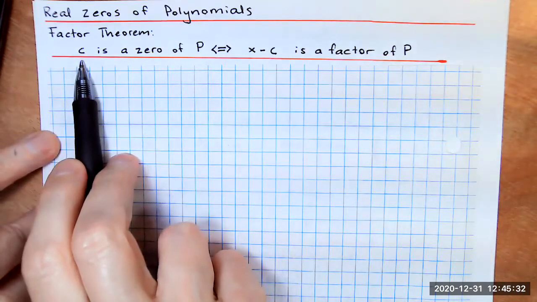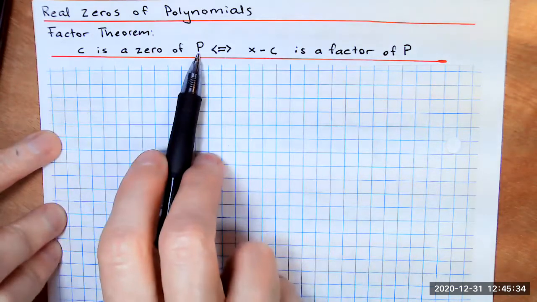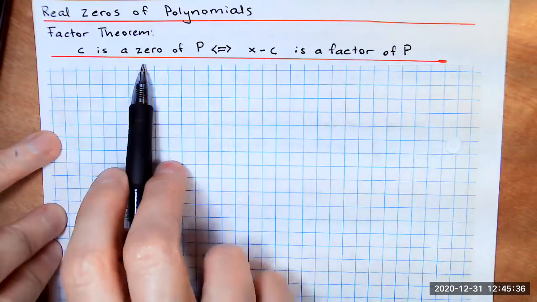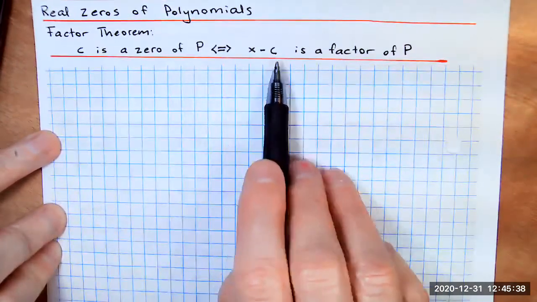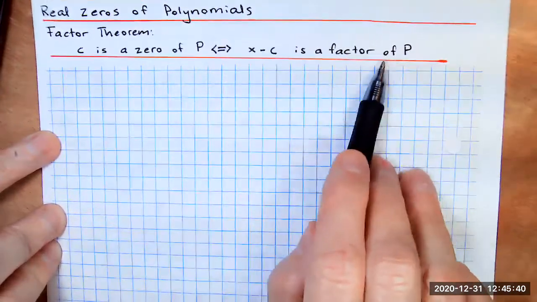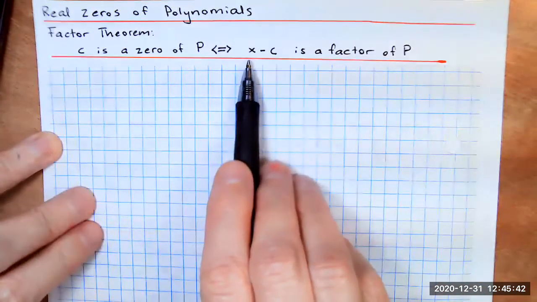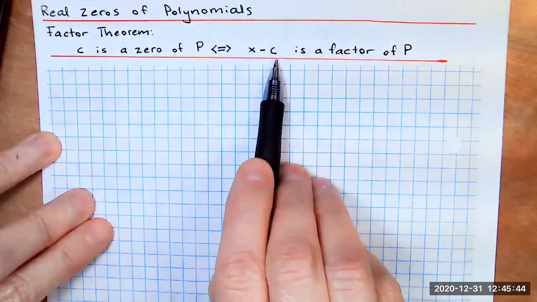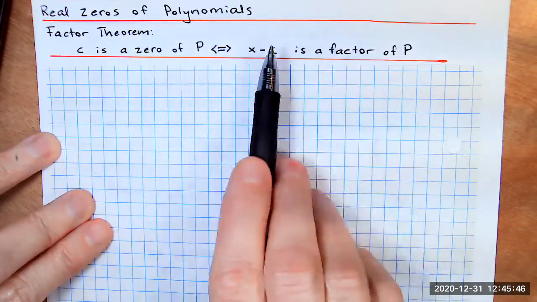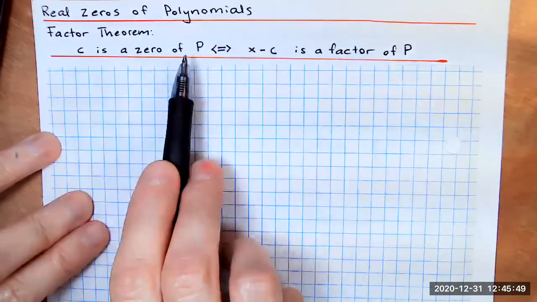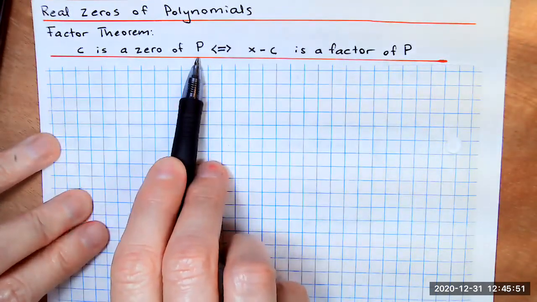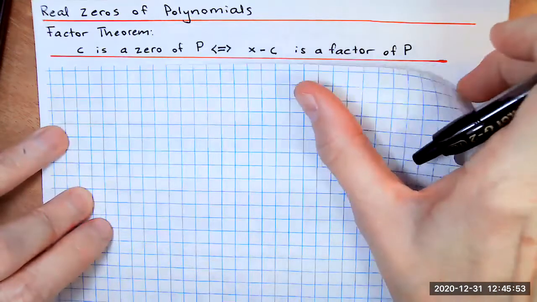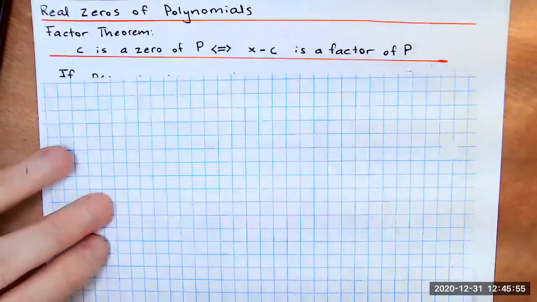So if you plug in a number and it makes the polynomial equal to 0, then x minus c is a factor of that polynomial. Conversely, if x minus c is a factor, then if you plug in c, the polynomial will be equal to 0. This is probably easier to understand if we look at a particular example.